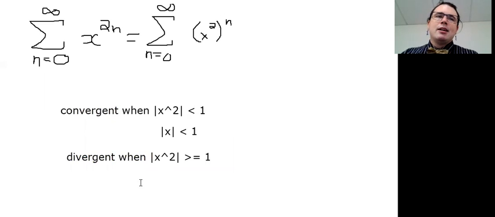But again, I can simplify this. The only way that x squared can have absolute value greater than or equal to 1 is that x itself has absolute value greater than or equal to 1. Squaring a number whose absolute value is less than 1 makes it smaller. Squaring a number whose absolute value is greater than 1 makes it bigger. Squaring a number whose absolute value is equal to 1, your absolute value will still be equal to 1.